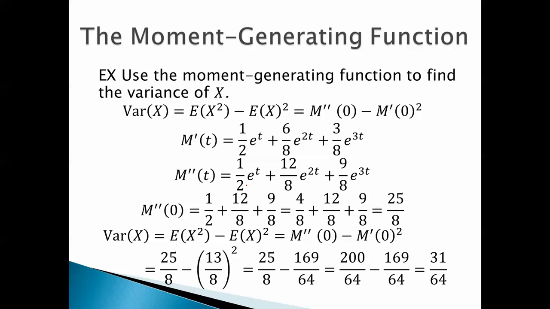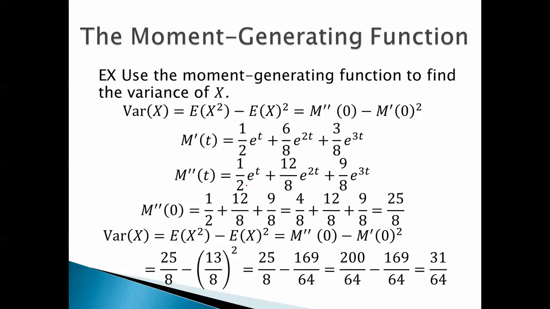Use the moment-generating function to find the variance of x. Well, the variance of x is the expected value of x squared minus the expected value of x, squared. That's m double prime of 0 minus m prime of 0 squared. m prime we saw earlier. m double prime, again, will be half e to the t plus 12/8 e to the 2t plus 9/8 e to the 3t. Again, the 2 and the 3 come down when you're differentiating m prime of t.